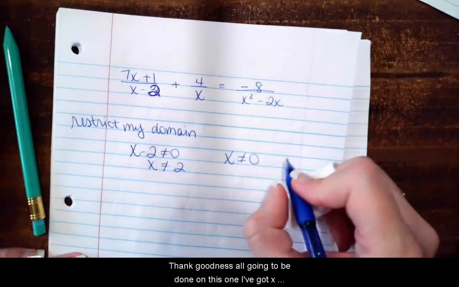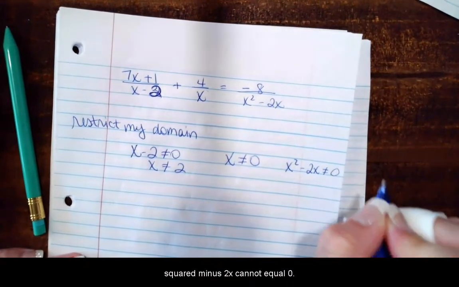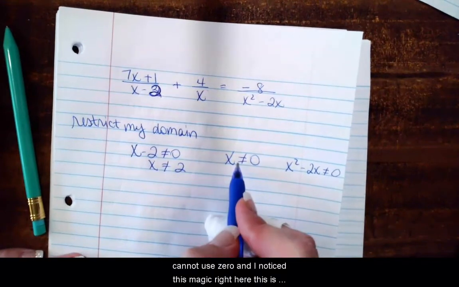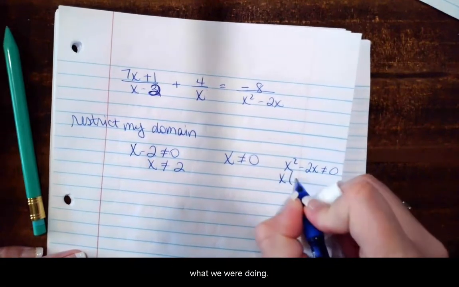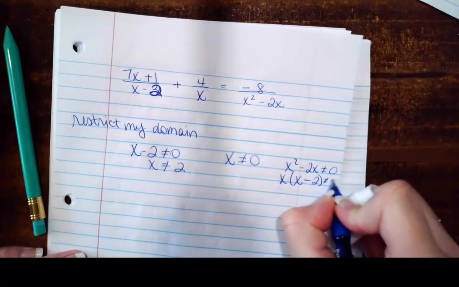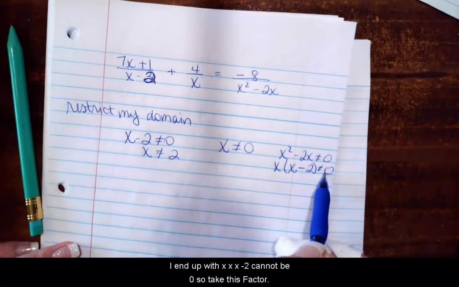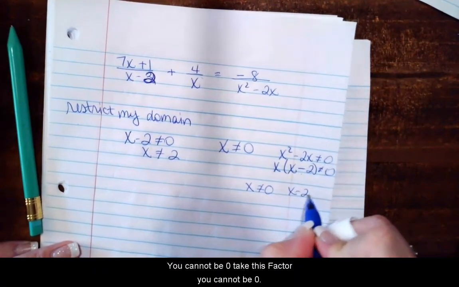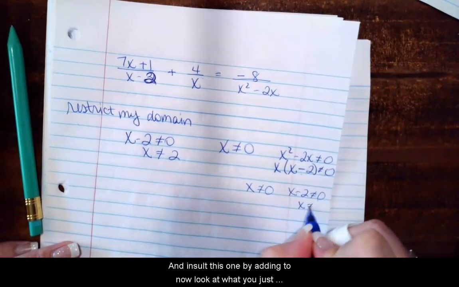On this one, I've got x squared minus 2x cannot equal 0. So far my domain is restricted. I cannot use 2. I cannot use 0. And now notice this magic right here. This is what we were doing in the last sections, is if I factor out that x, I end up with x times x minus 2 cannot be 0. So take this factor, you cannot be 0. Take this factor, you cannot be 0. And then solve this one by adding 2.